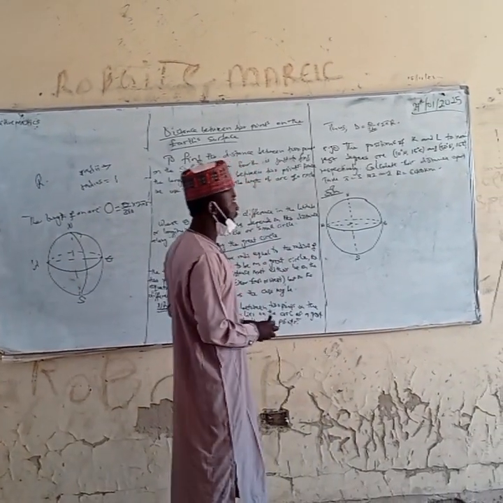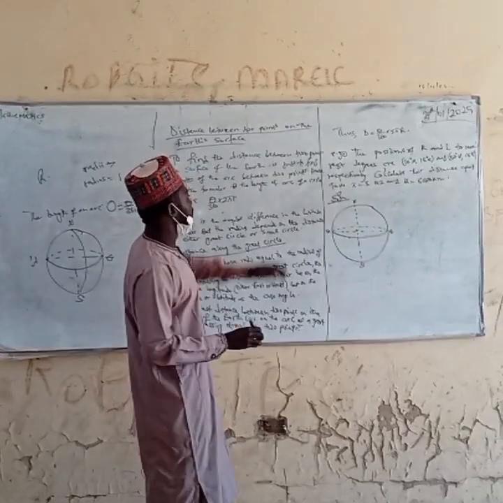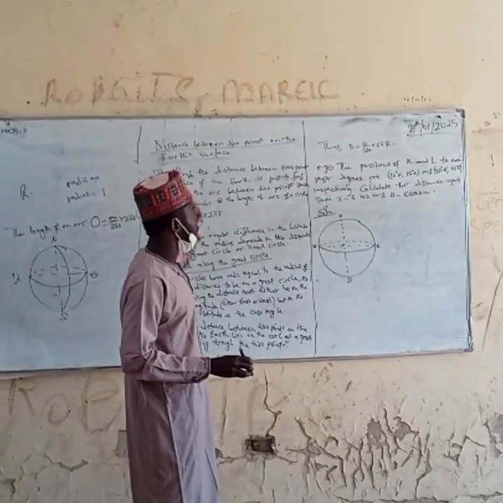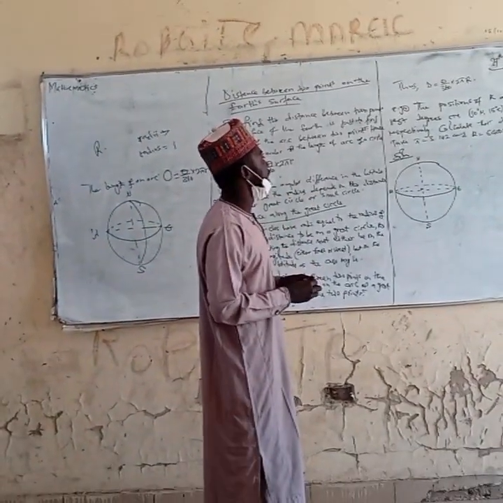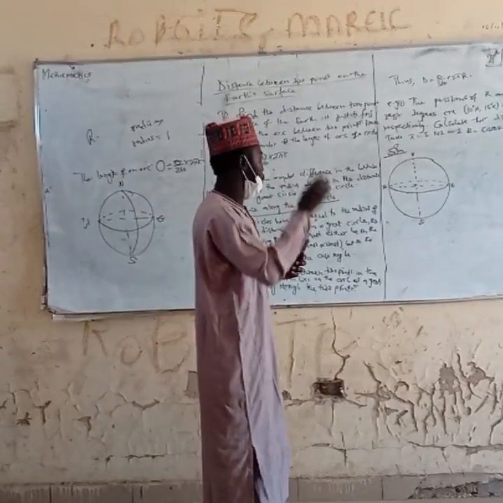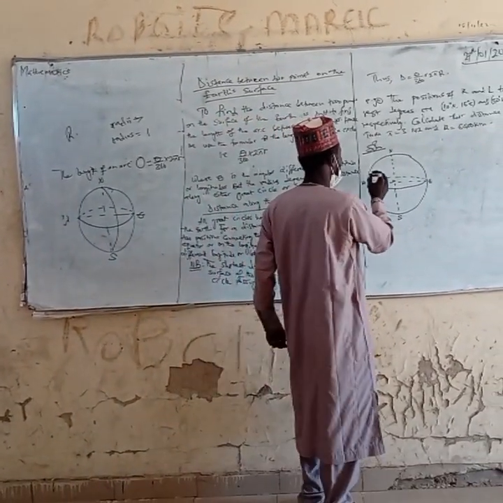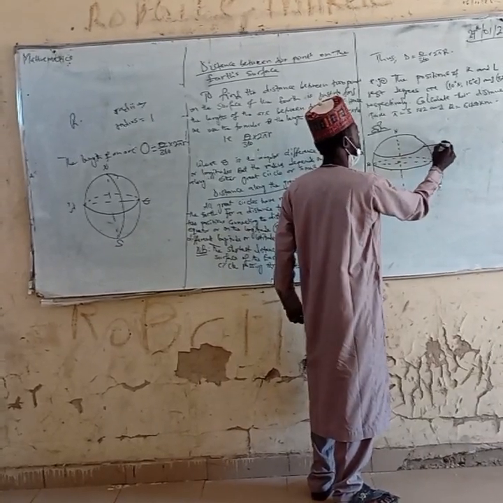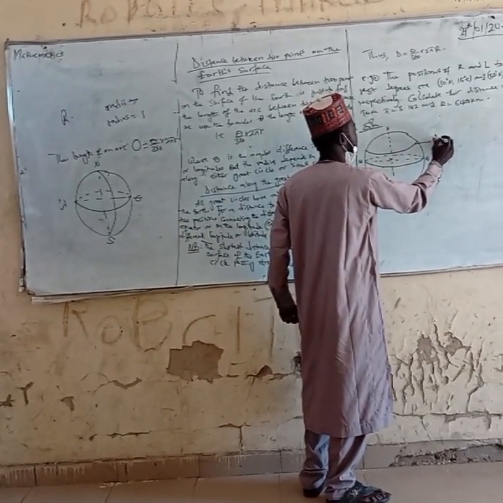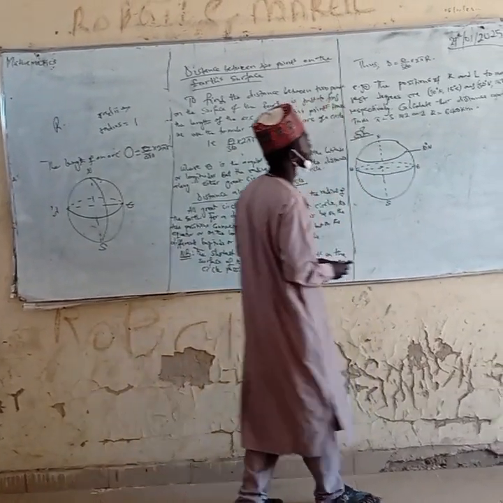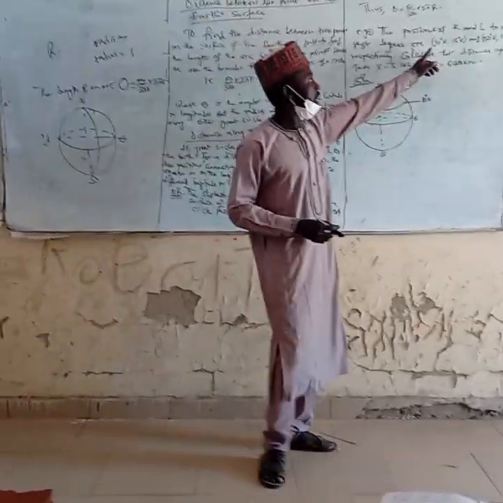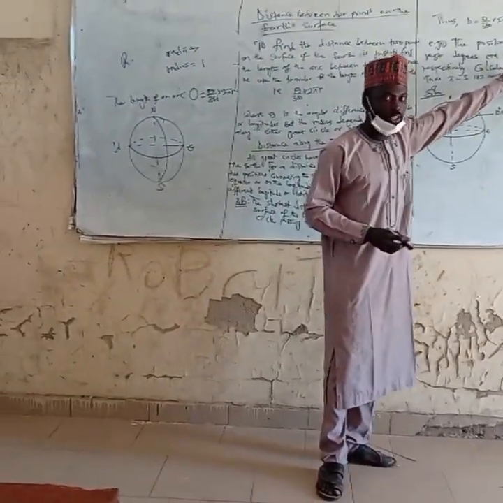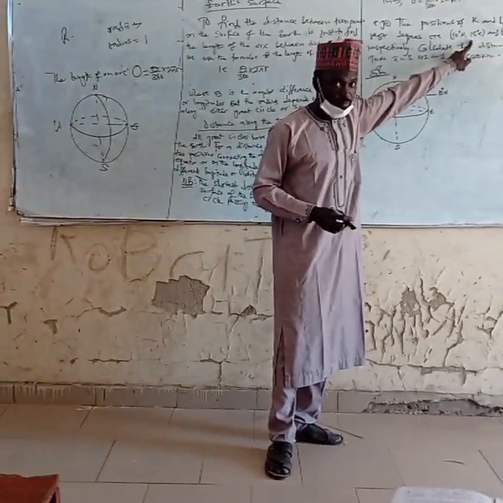Equator is always 0 degrees here. Let's put a point here, K. They say 10 degrees north. Let's assume here is 10 degrees north. That is, this one is latitude. This one is longitude.